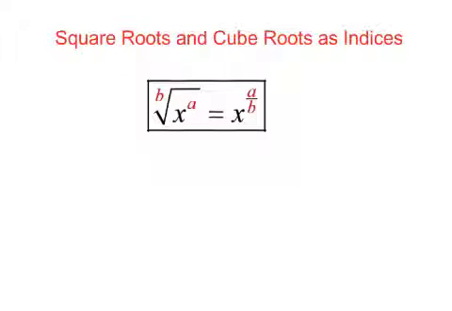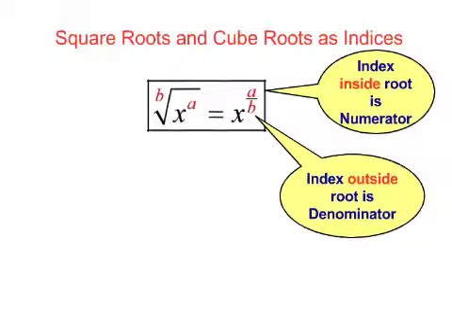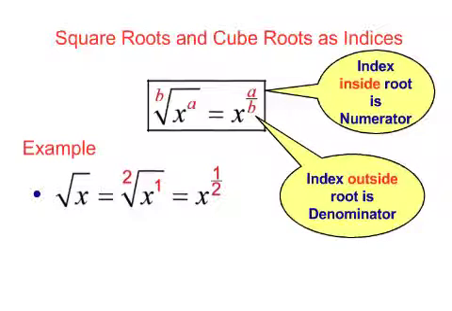Finally, let's look at square roots and cube roots as indices. Notice a couple of things here, that the index inside the root is the numerator of our new index, and the index outside the root is the denominator of our new index. Let's illustrate this with an example.